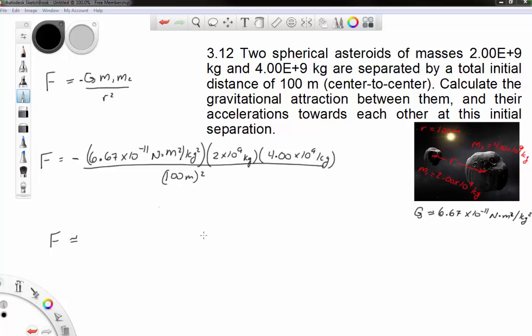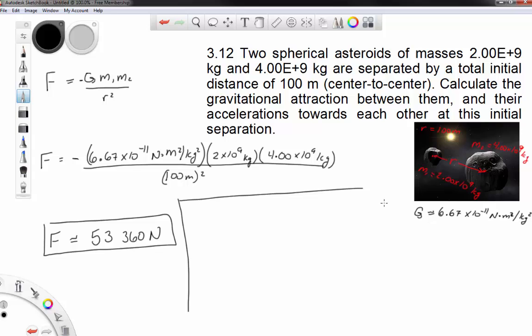53,360 newtons. So go ahead and write that down, 53,360 newtons. So that's the force of gravity between these two asteroids. The other part was, what is their acceleration towards each other? So to get the answer to that, we can actually use Newton's second law of motion. Newton's second law of motion states that the force should be the mass times the acceleration.